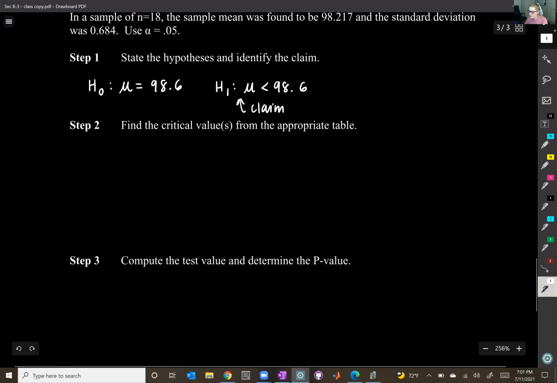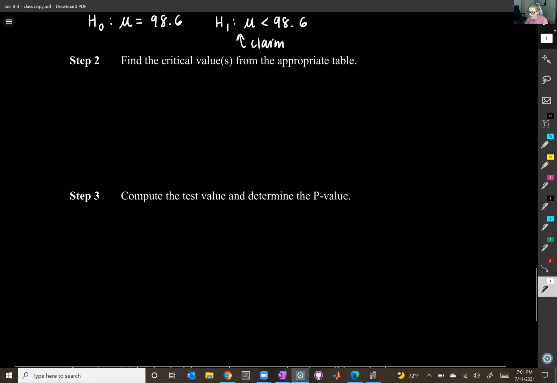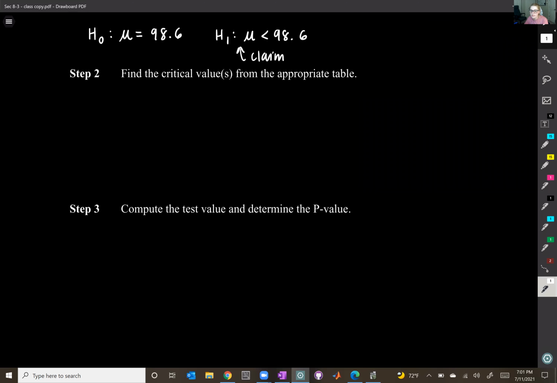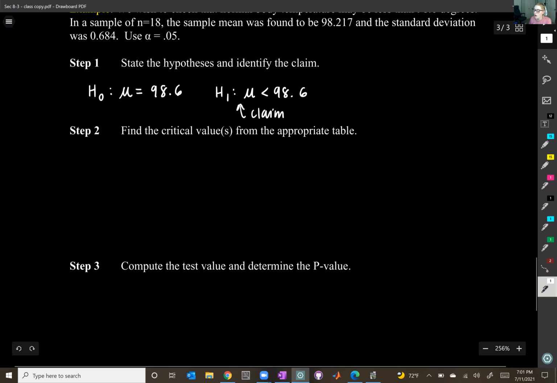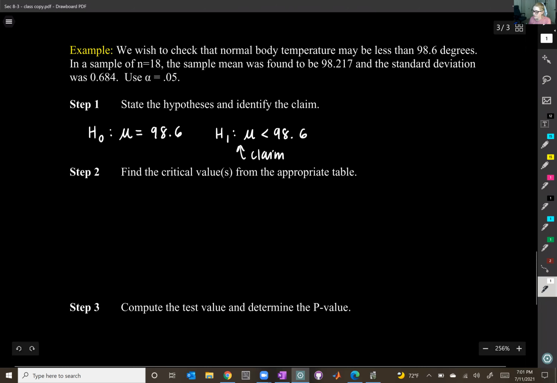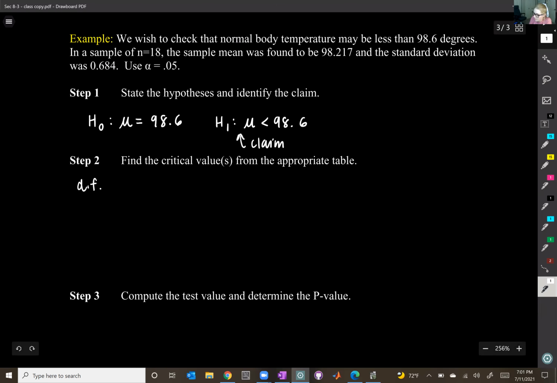Okay, step two is to find your critical values from the appropriate table. So we need to know a few things. We did this at the very beginning. We need to know if it's a one tail or two tail, what the degrees of freedom are, and then the level of significance. So the degrees of freedom is 18 minus 1, which is 17. We have that alpha is equal to 0.05. And we know that it's a one-tail test because we have mu being less than something, not just not equal. So we have mu less than 98.6 as our alternative.